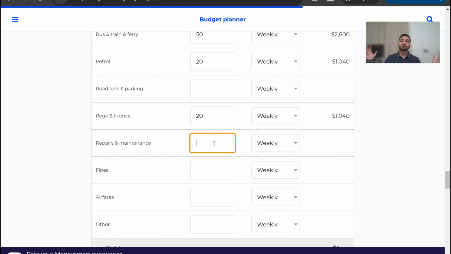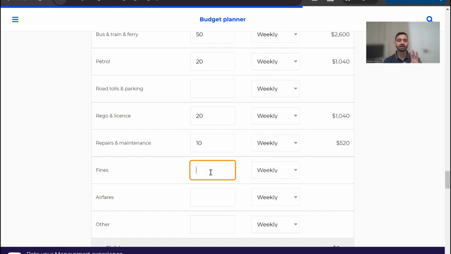Repair and maintenance do come up, and you'll have to do a service every now and then. If you drive your car quite a lot, you'll have to service it every month. I can't really avoid that, so I'll put about, let's say, $10, because repair and maintenance is just going to come up.